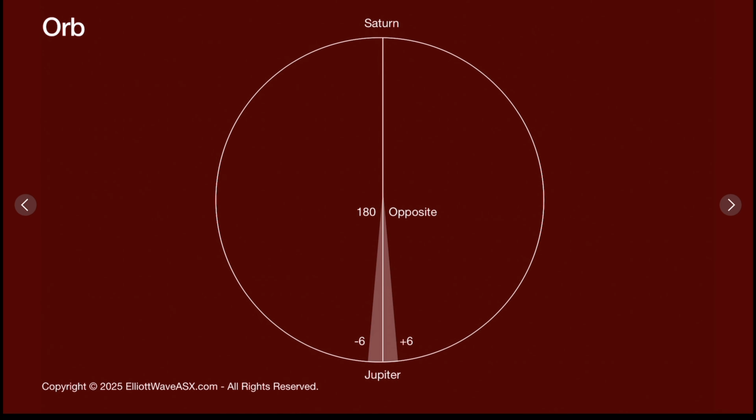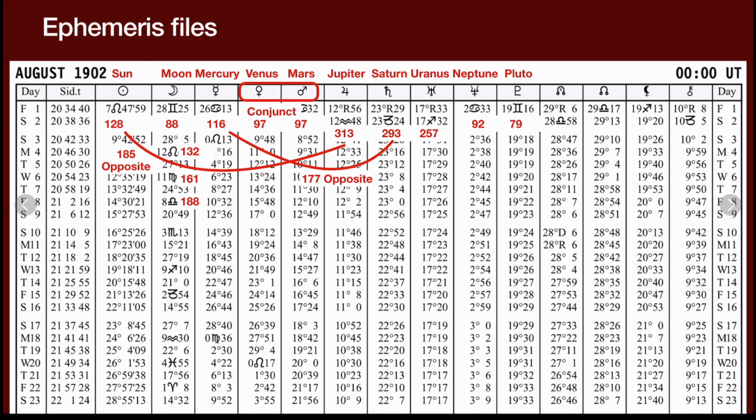Now back to the ephemeris. Now we've got Saturn at 293 degrees and Mercury at 116. So they're 177 degrees apart and opposite. We've got Jupiter at 313 degrees and the Sun at 128. So they're 185 degrees apart, and again they're opposite. And both those examples, they're within that 6-degree orb. We've also got Venus and Mars, both at exactly 97 degrees, so they're conjunct.